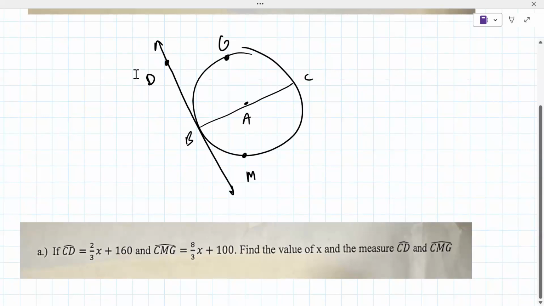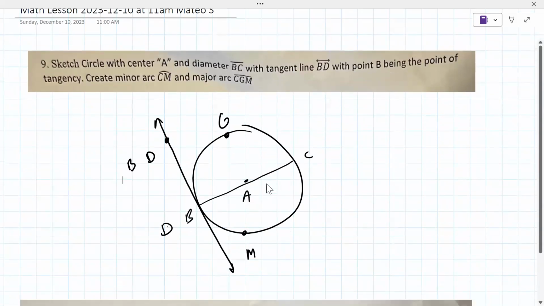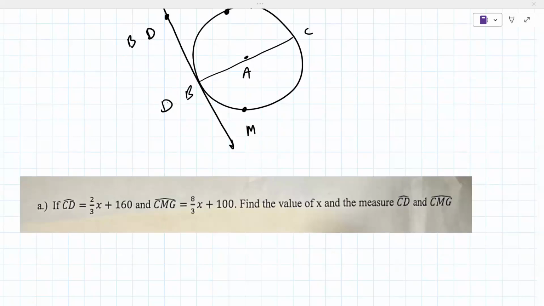Well, you could do that. If you did though, then C to D, you don't know where that is. BC is the diameter.